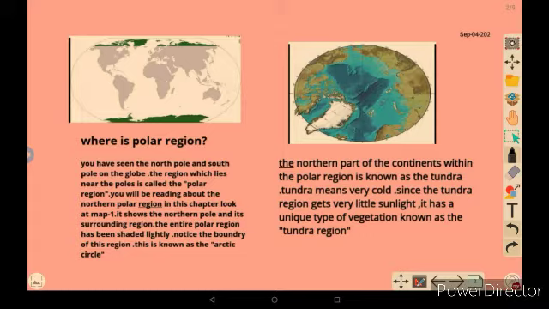Notice the boundary of this region. Where is the boundary of this region? We can see the scale-like boundary here. It starts from here and ends here, and here too we can see the boundary. Our northern hemisphere has a more straight boundary than the southern. And now, this is known as the Arctic Circle.